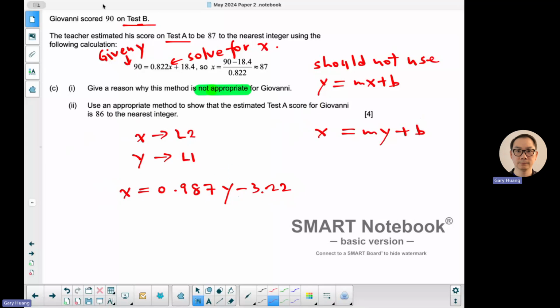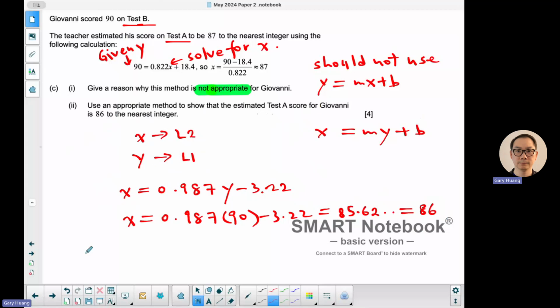So now I have the regression line of X on Y. I can sub in the Y value, which is your test B score, 90, and I can solve for the X value. And I want to round it off to the nearest integer. So 0.987 times 90 minus 3.22. It says to show that the answer is 86, right? So I'm getting 85.62, which I'm going to round off to 86 to the nearest integer.